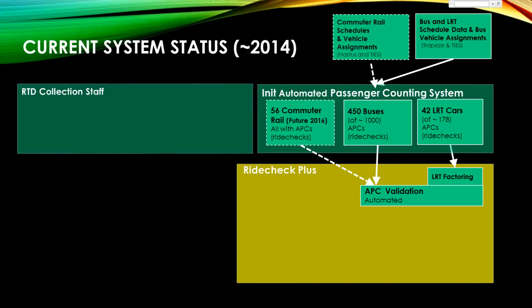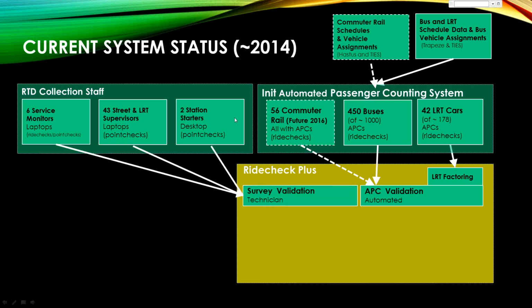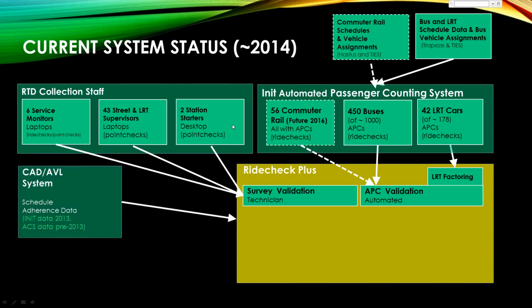Finally, we also have data that comes from our service monitors, and we have a staff of 6 service monitors that use laptops for collecting ride checks and point checks. We have some street supervisors that also collect some point check data. And we also have, at both our Union Station and our Civic Center Station, people who collect on-time performance for vehicles going in there, and we roll all that data into our RideCheck Plus system also, so we can do all of our on-time reporting and all of our ridership statistics out of one database.